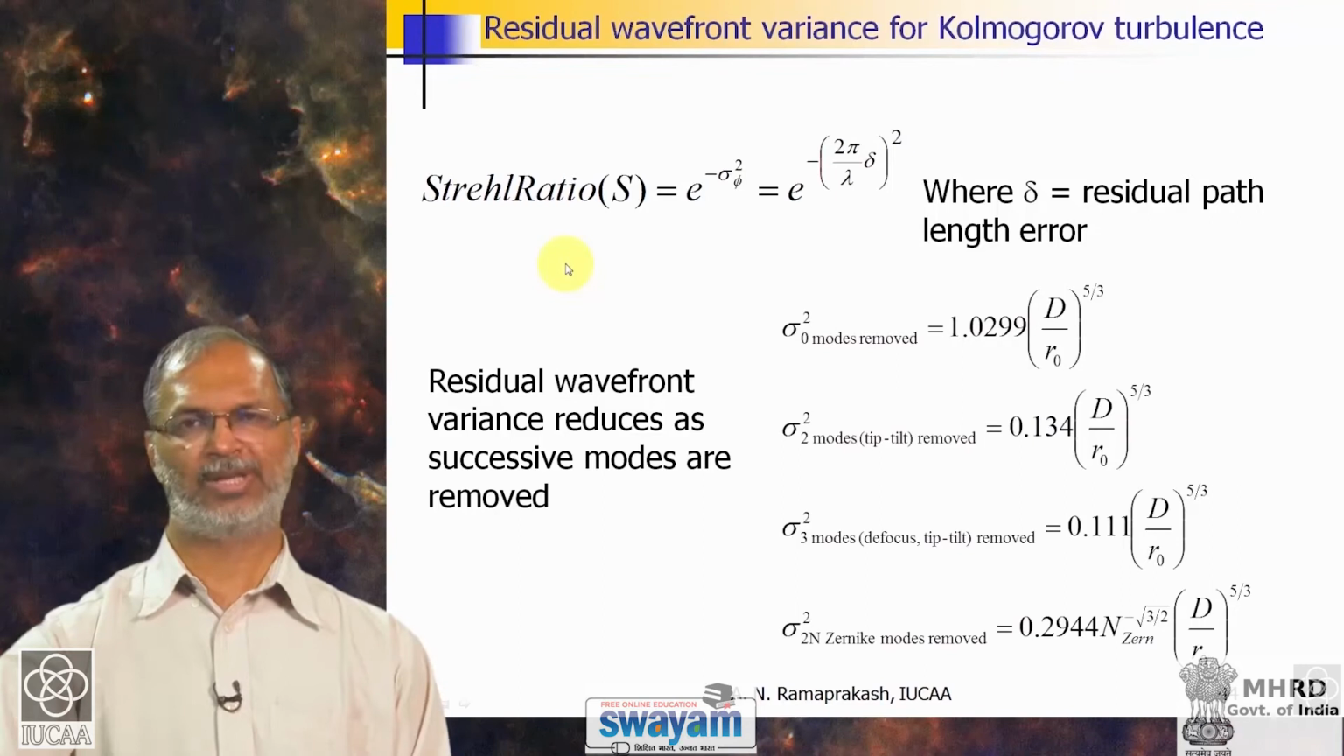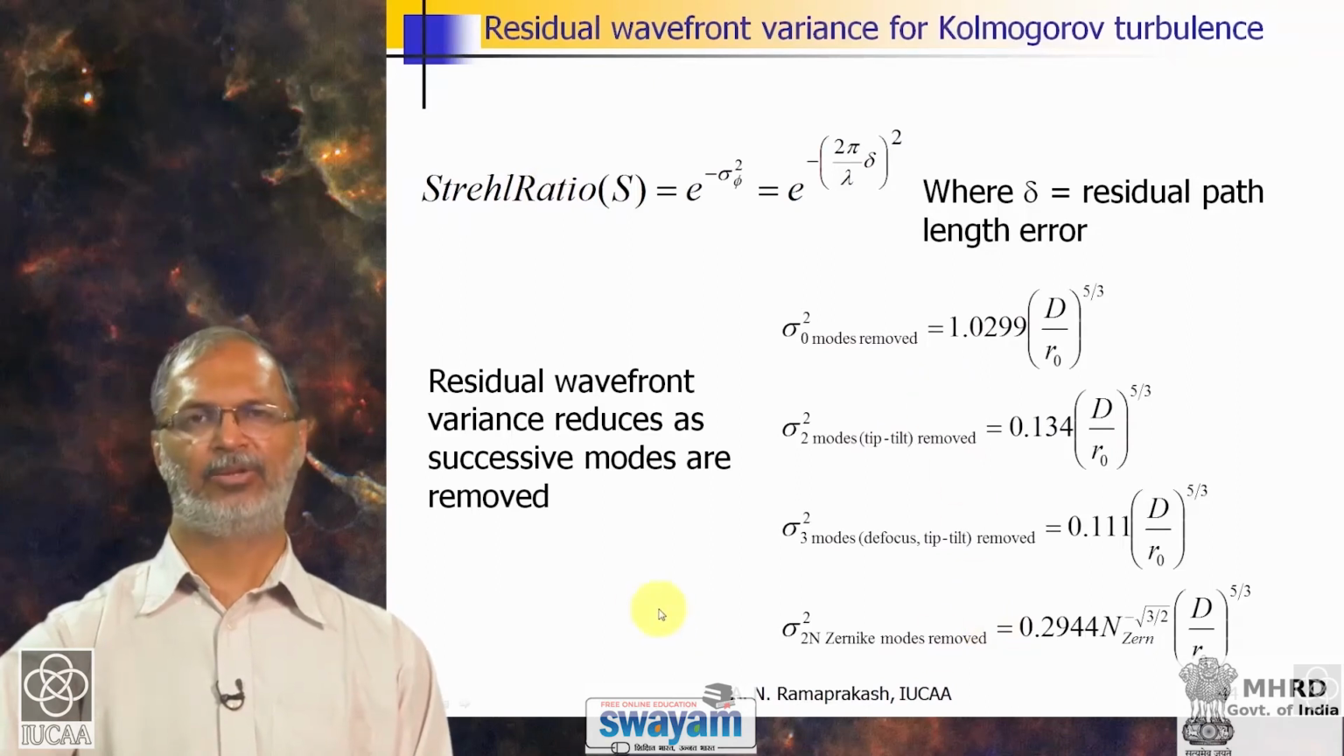So, when you design a telescope system, you have to figure out what kind of Strehl ratio you want to achieve, and that would define at what level you need to remove the atmospheric introduced distortions from the wavefront which is arriving on the telescope.